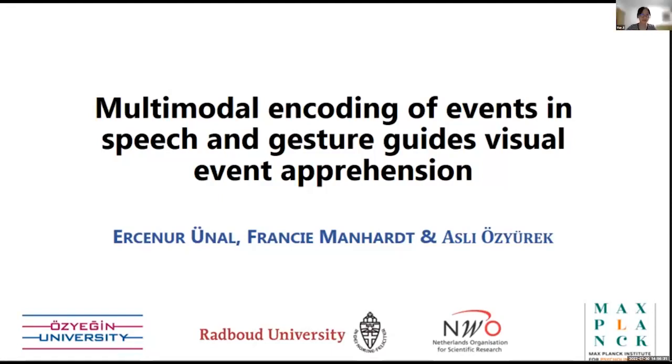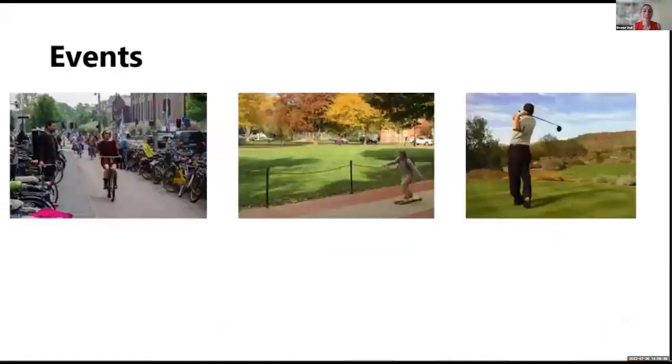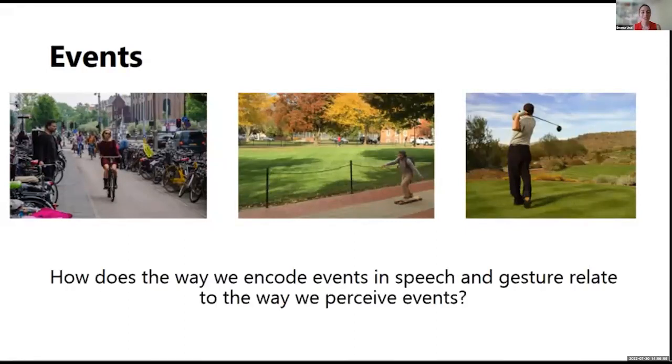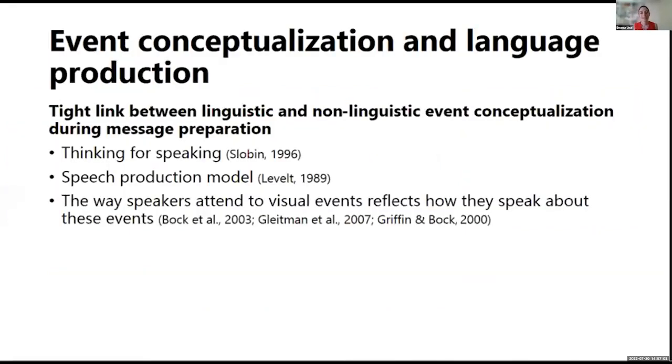Thank you. So I'm going to be presenting some of our recent work on multimodal encoding of events and how it relates to visual attention. And as Yue and Lilia have already mentioned, basically perceiving events and communicating about them is one of our fundamental cognitive abilities. But one of the ways in which we communicate about events is also through our gestures. So one intriguing question is, how does the way we speak and gesture about events relate to the way we perceive them?